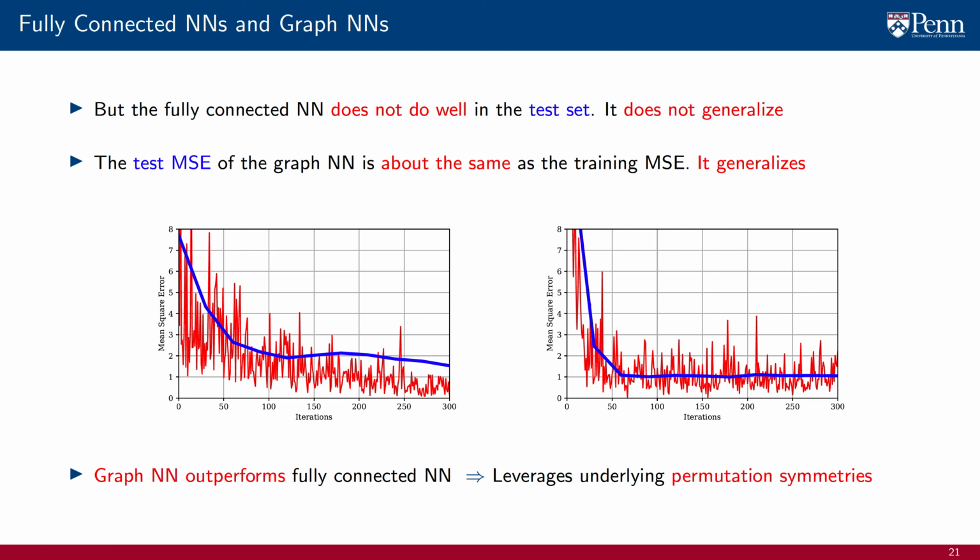The important observation to make is that the graph neural network outperforms the fully connected neural network. The GNN leverages the underlying permutation symmetry of the rating prediction problem.